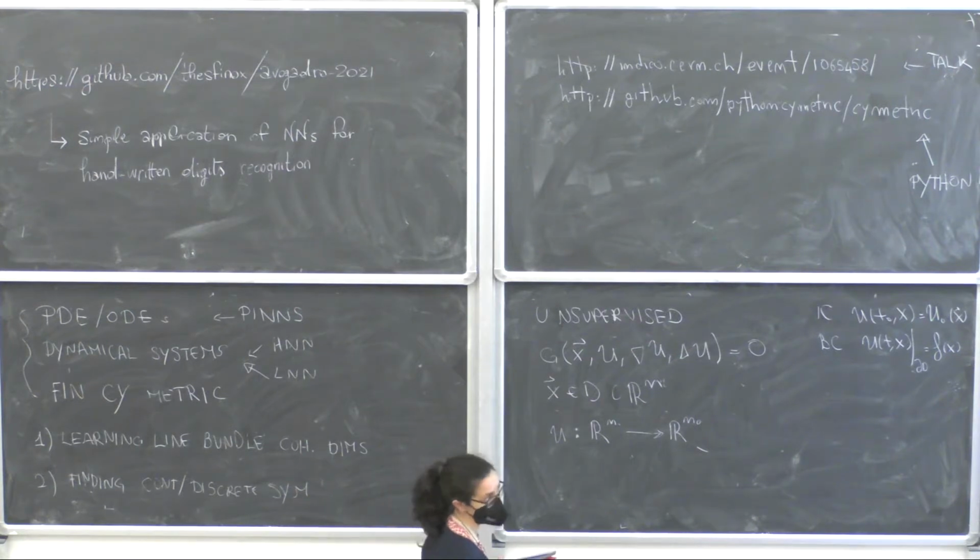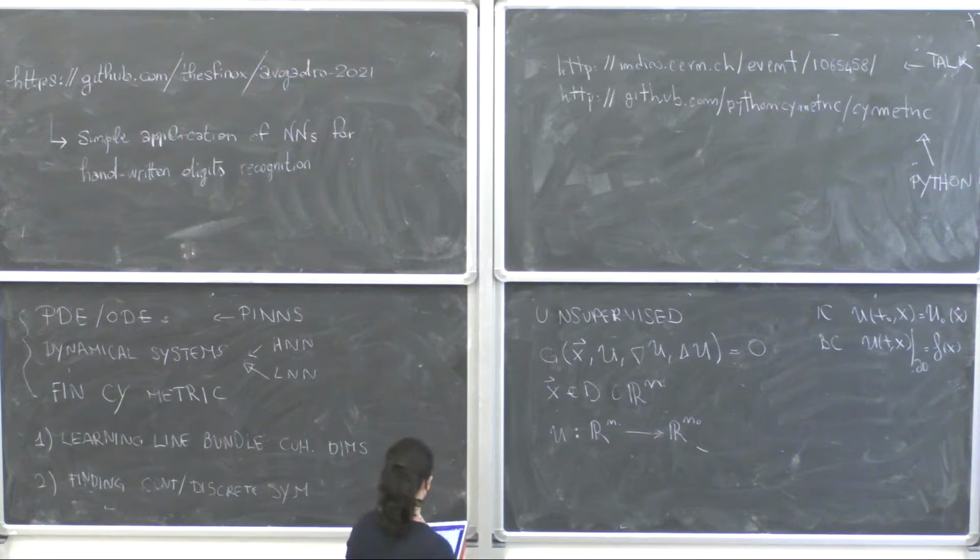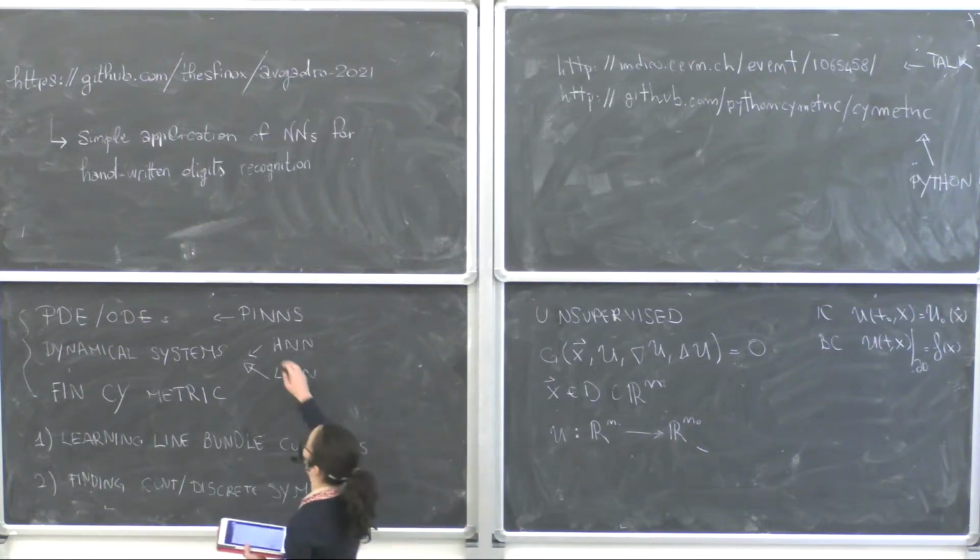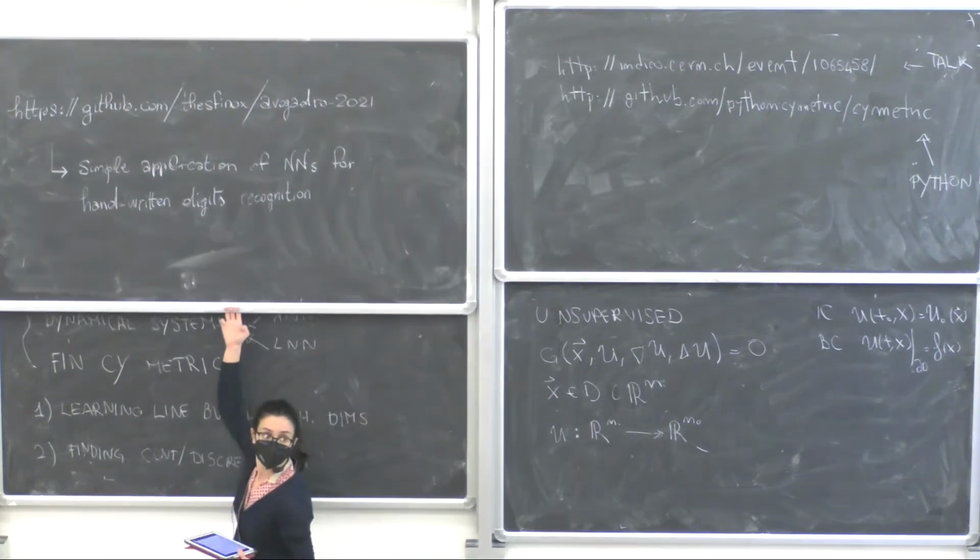Now, if we are able to do that, a suitable loss function which does the job, which means that allows us to find the solution of our partial differential equation.